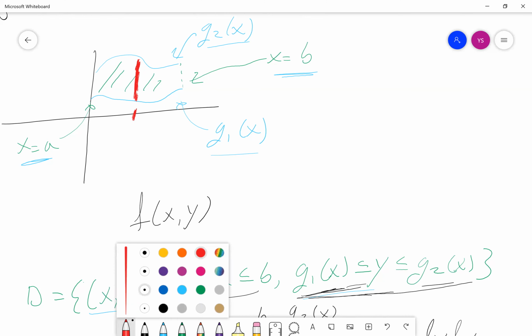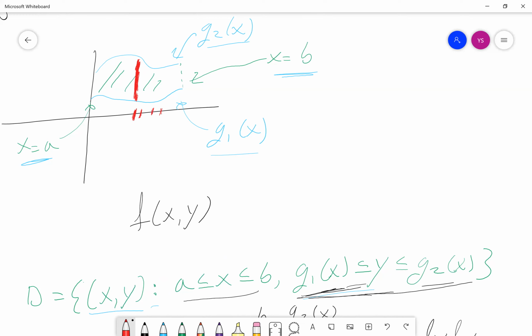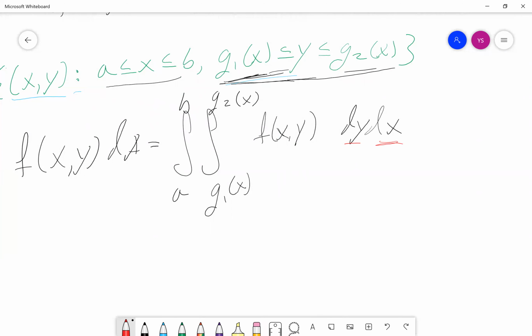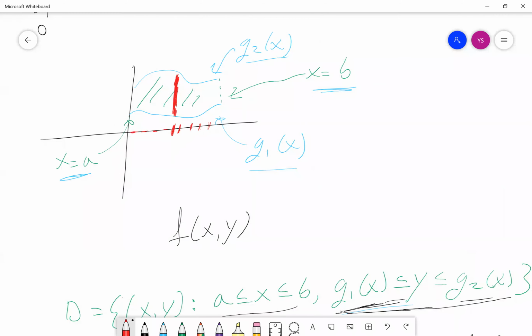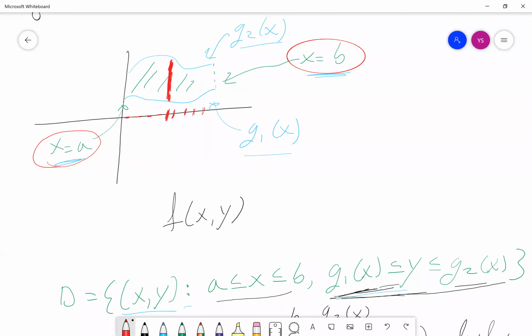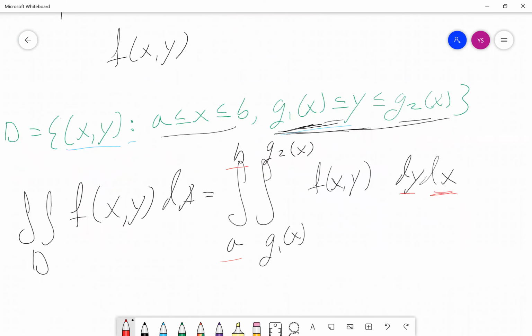And then you keep doing this for every x. So you go to every x and you keep doing this, and you can imagine little delta x's in the x direction, and those are these over here. And where does x go from and until? It goes from x is equal to a up to x is equal to b. So that's your bounds over here. So your dy's are going from g1 to g2, and your dx's go from a until b. Any questions about this?